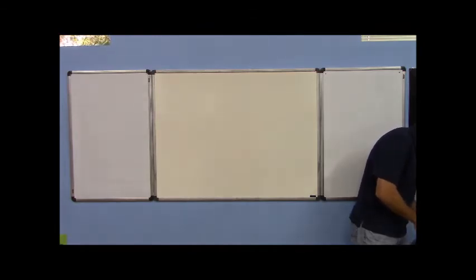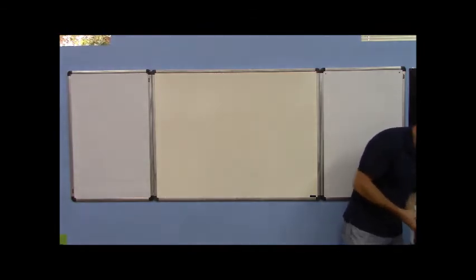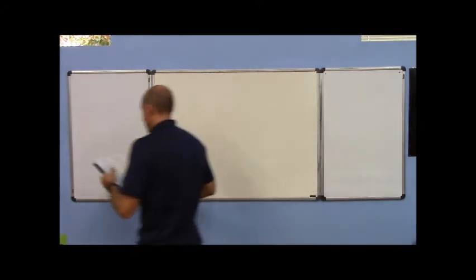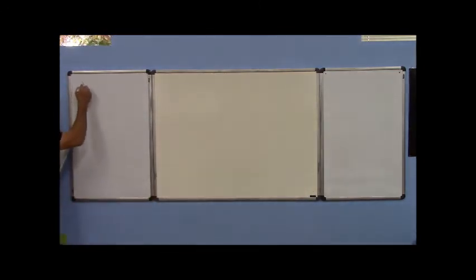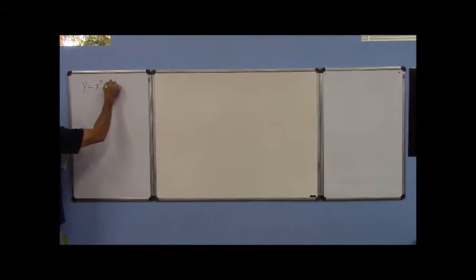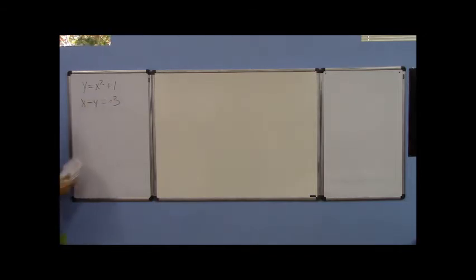So let's look at the first example and see how. We have y equals x squared plus 1, and then we have x minus y equals -3. So without looking at your books right now, just look up here. Give me some ideas of how you think, first of all, which method would you like to use to solve this system?